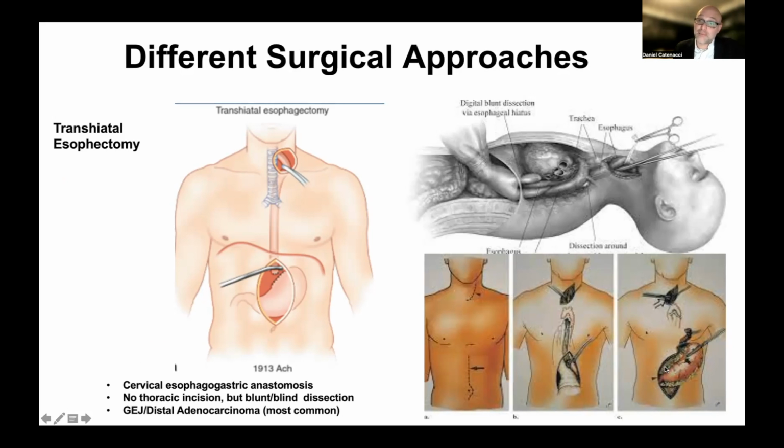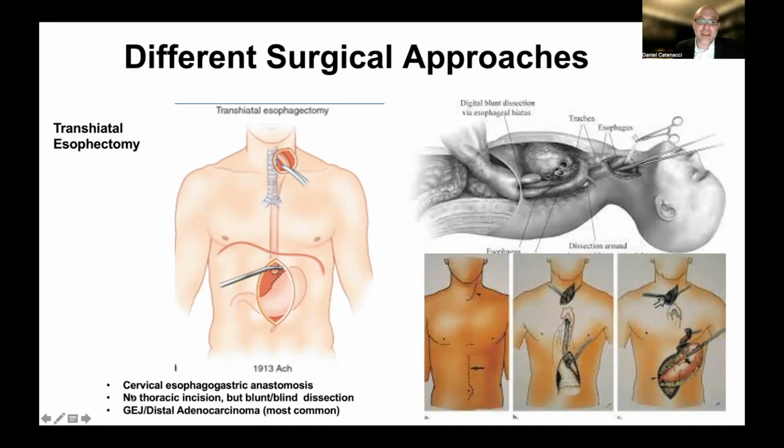And then the remnant stomach is pulled up through the chest wall and reconnected. And it's reconnected, or that anastomosis is performed up in the neck area. And this becomes important because with that cervical anastomosis, if there is a leak, it is in an area that is easily managed and can be addressed relatively minimally invasively. It's not inside the chest cavity.